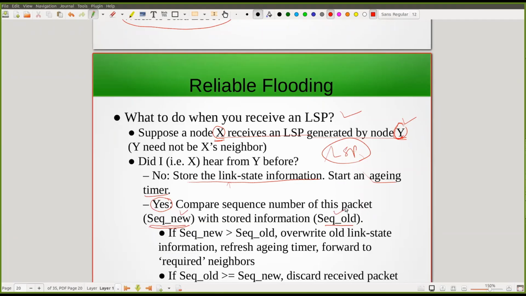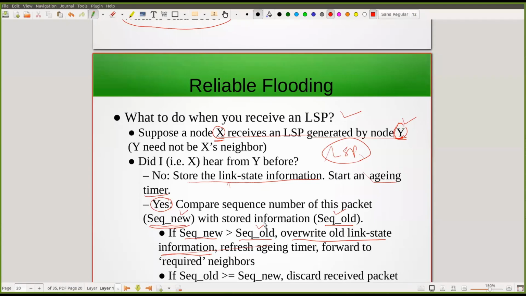If the new sequence number is greater than the old sequence number, what does it imply? It implies that this is the newest information, the latest information. If the new sequence number is greater than the old sequence number, that means it is fresh information. If it is fresh information, I should update the previous information, so I should override the old link state information. Try to understand this: whenever the sequence number received is greater than the sequence number stored, that means I received fresh information, and I should update my routing table based on it.